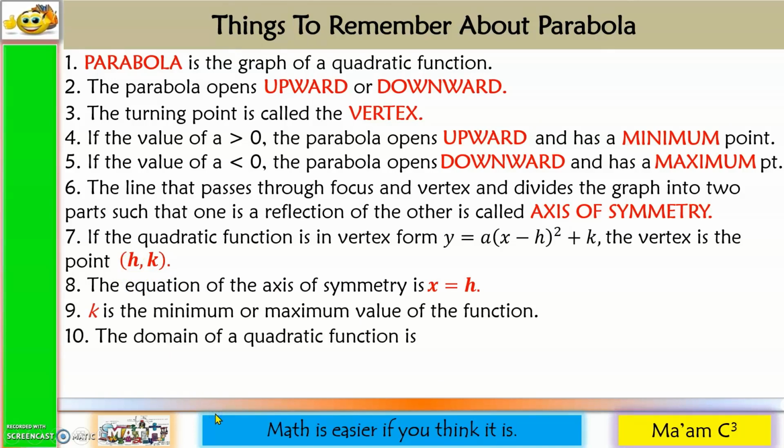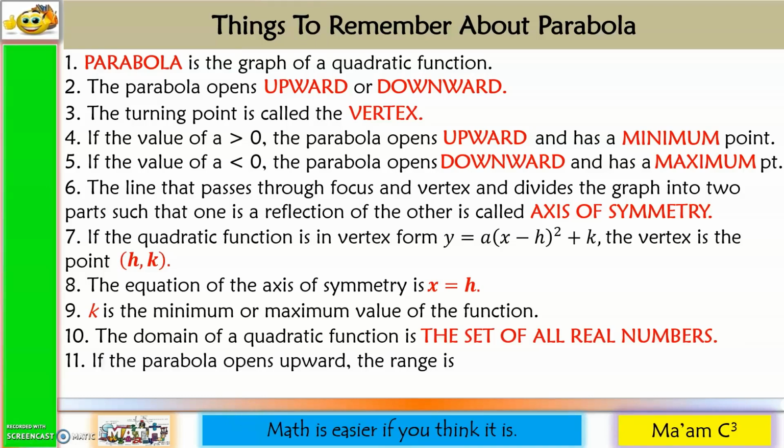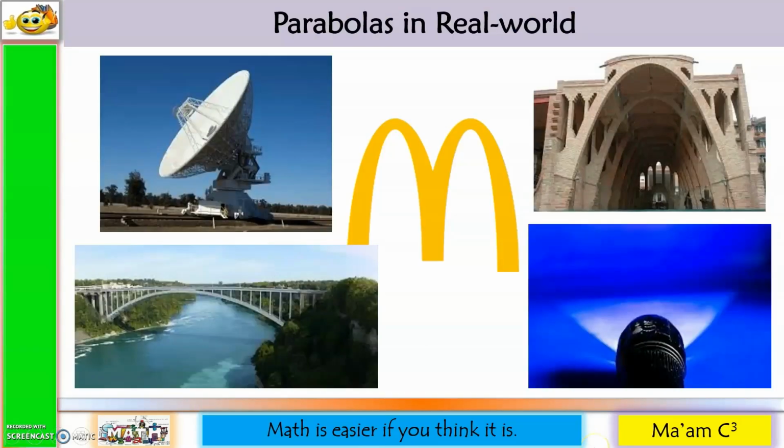10. The domain of a quadratic function is always the set of all real numbers. 11. If the parabola opens upward, the range is y is greater than or equal to k. So here. And 12. If the parabola opens downward, the range is y is less than or equal to k. Here are some applications of parabolas in the real world.